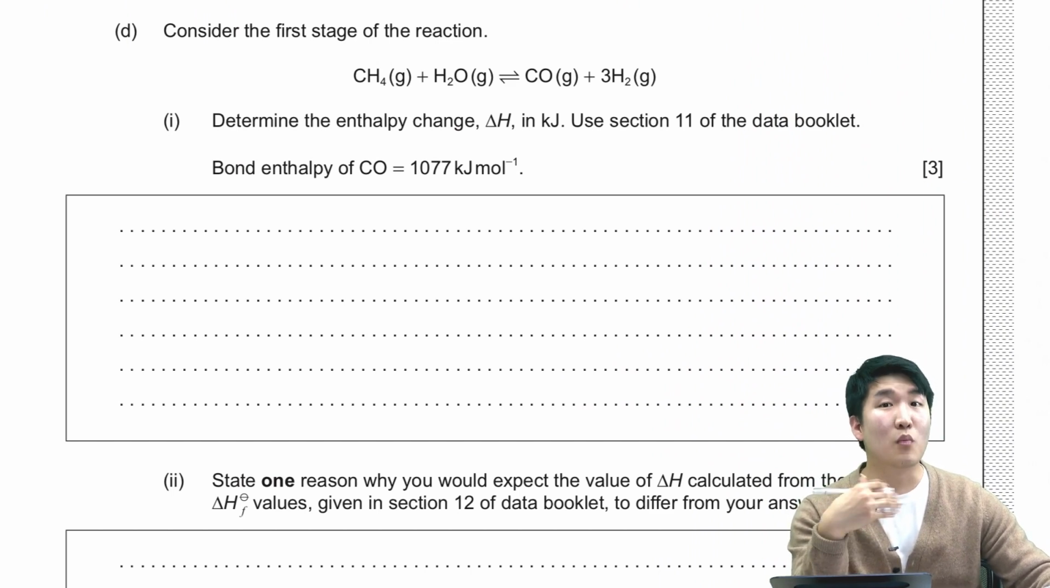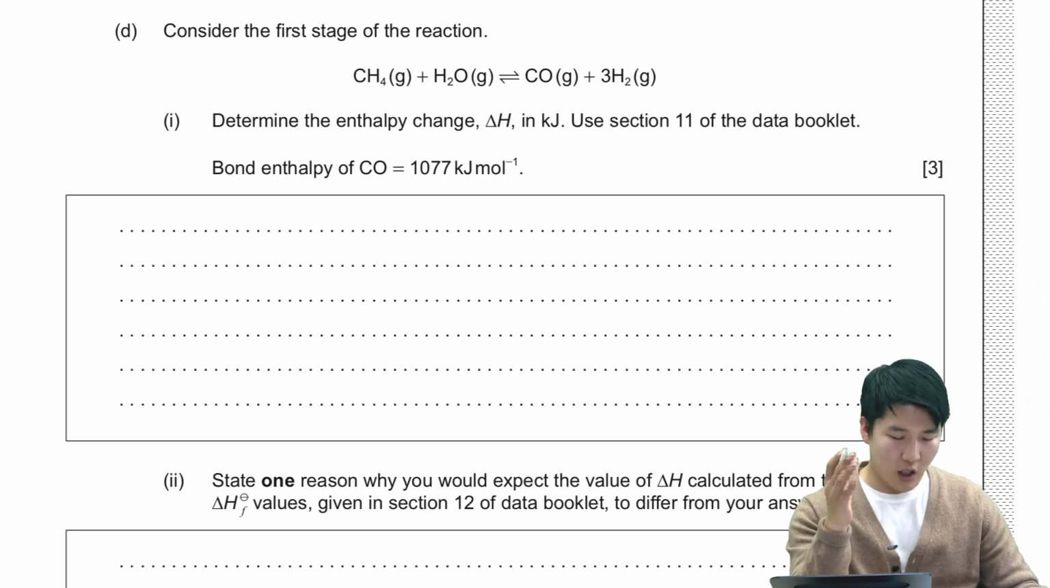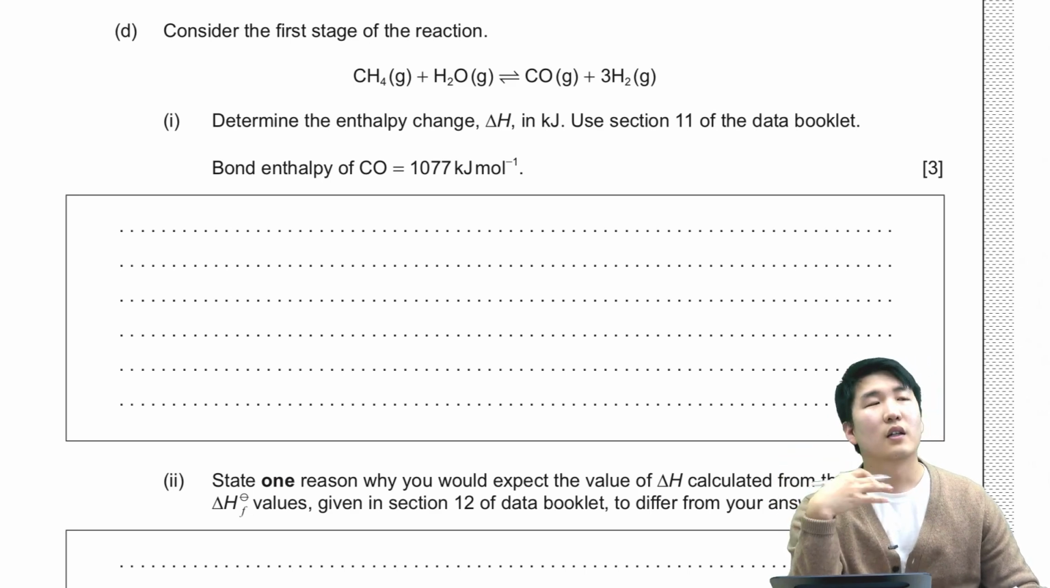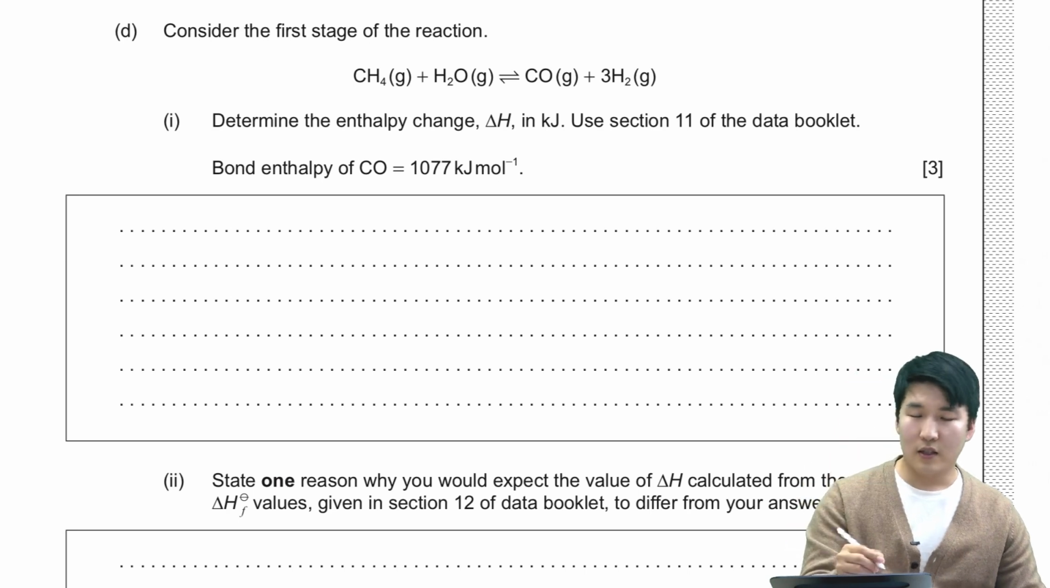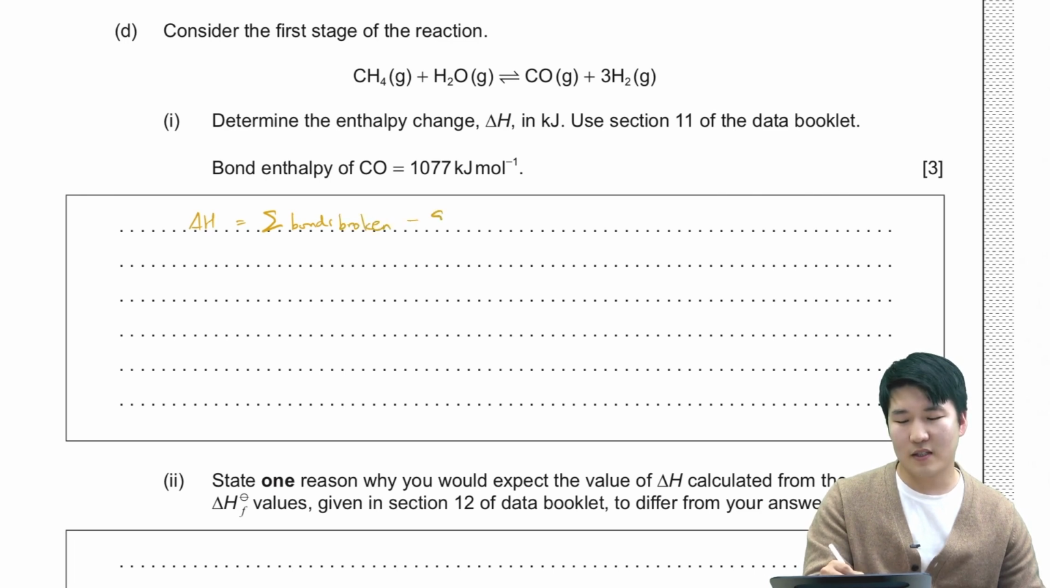Let's look at the first step in more detail. Methane and water will produce carbon monoxide and 3 hydrogens, where we are asked to work out the enthalpy change via bond enthalpies. So we're going to work out the bond enthalpies of the reactants and products and apply the equation: delta H equals sum of bond enthalpies broken minus sum of bond enthalpies released.